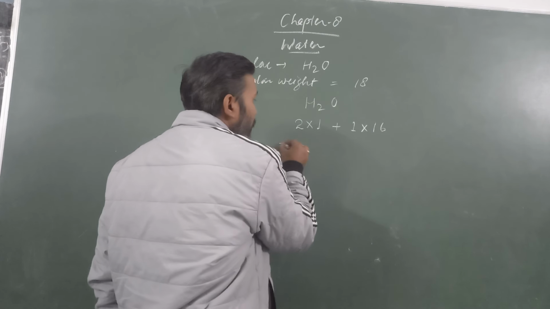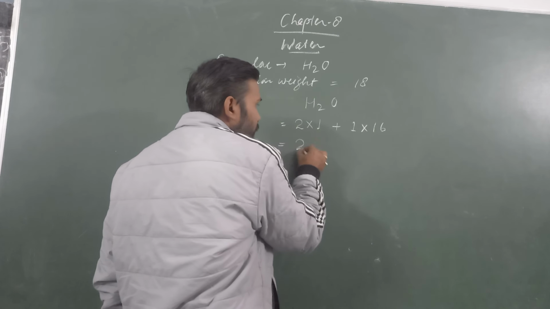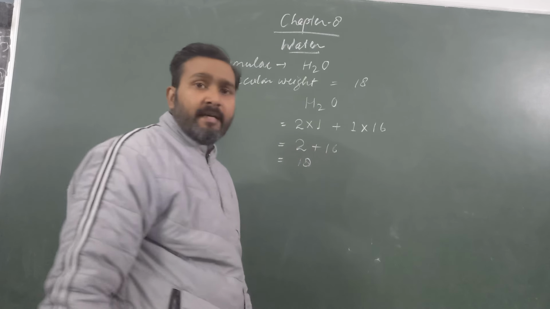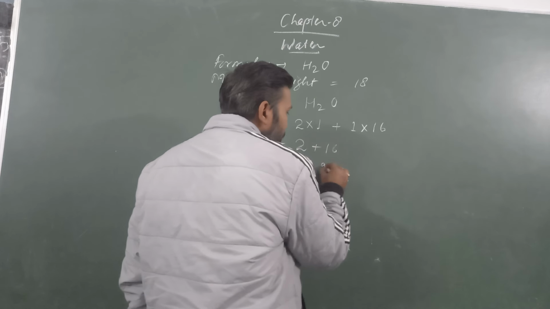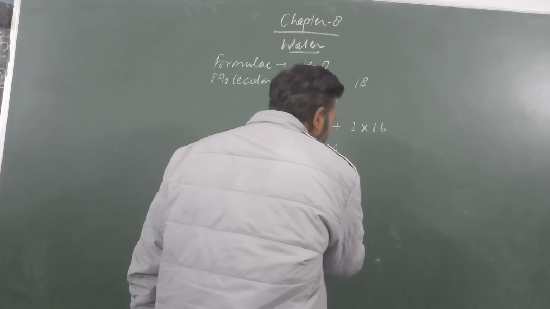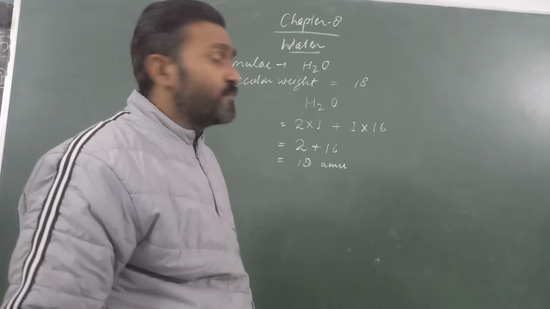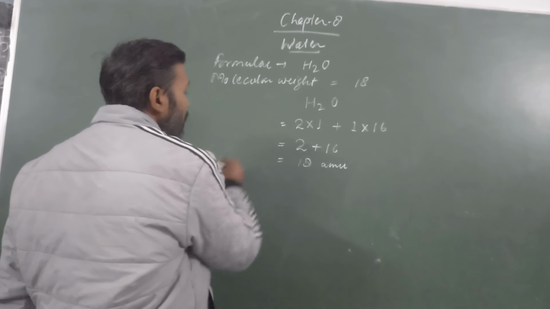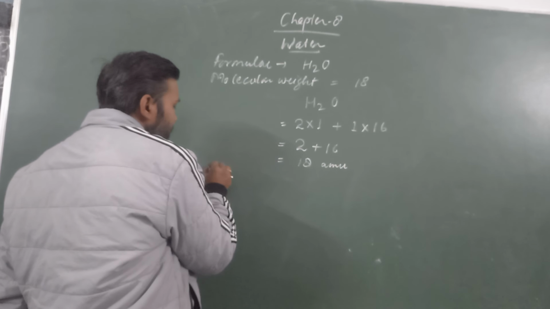So overall it's 2 plus 16. How much weight are we getting? 18. It's 18 AMU, atomic mass unit. So the molecular weight is 18.